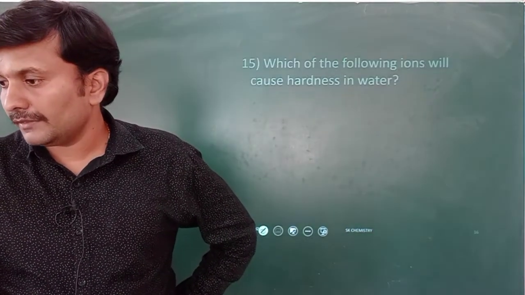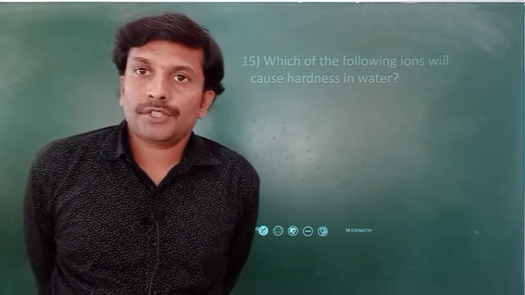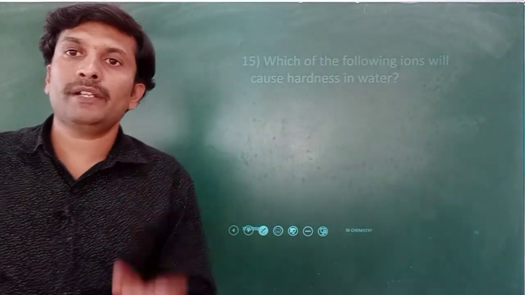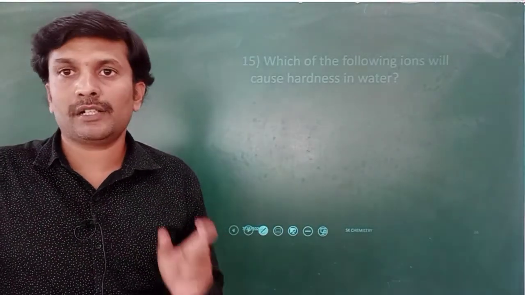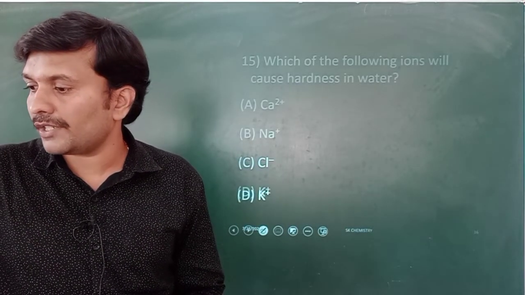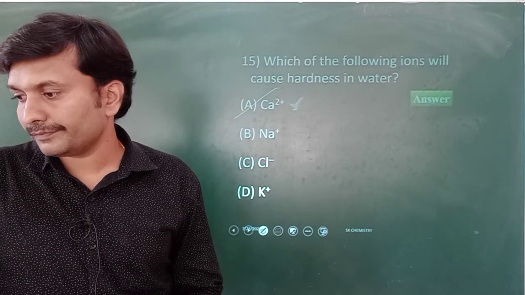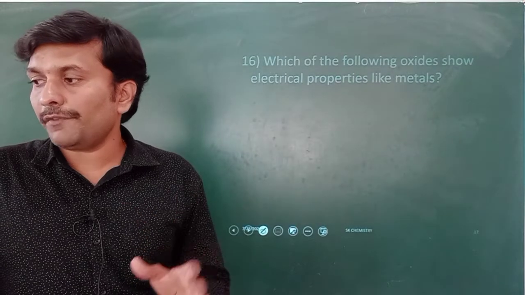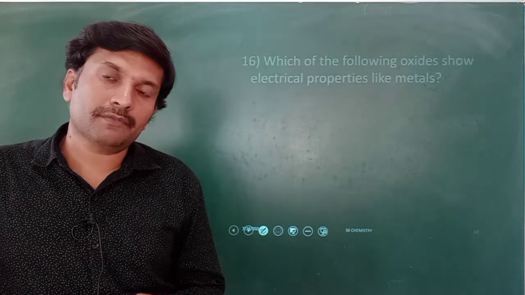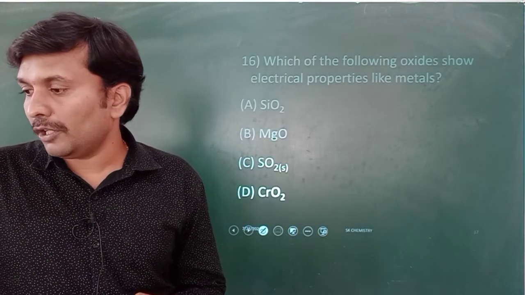B. Next. Which of the following ions will cause hardness in water? Hardness means it can be calcium or magnesium ions. So which is the option with calcium and magnesium ions? You just check it out. Calcium, first option. Next. Which of the following oxides shows electrical properties with metals? So usually which one? D block element.